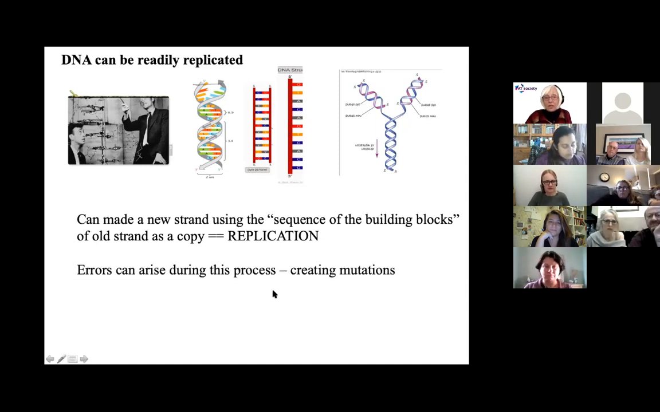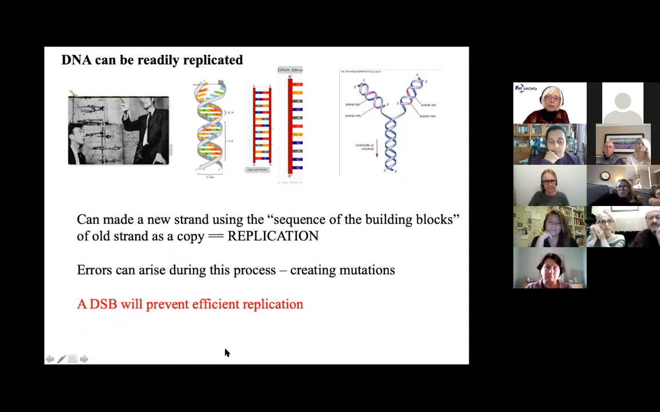But errors can arise during this process, and sometimes mutations happen. It's quite possible that in some ancestor, the way you got that original mutation in the ATM gene was when just a wrong building block was put in here during replication. But this was the special replication to make the germ cells, the sperm or the mother's egg. But also a double-strand break will prevent efficient replication. So here you can imagine if you've got a break in both strands, that will harm how you're going to be able to do that replication.